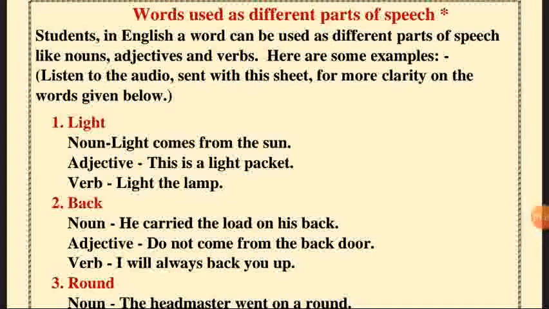This is a light packet. Here, the word light tells us the quality of a packet. So, it's an adjective here. Light the lamp. Lamp जगा दो. Here, the word light denotes an action. So, it is used as a verb here.